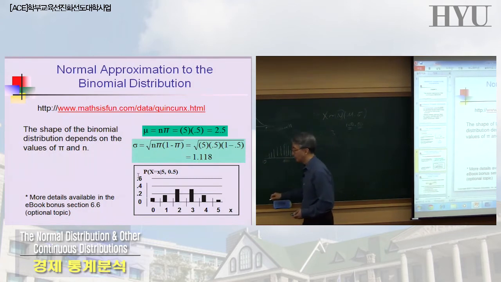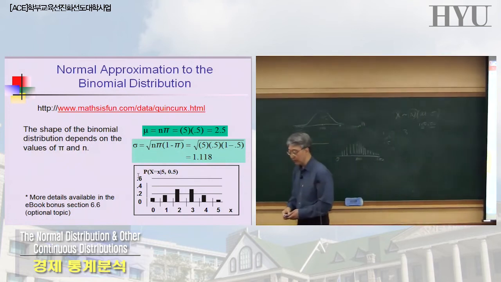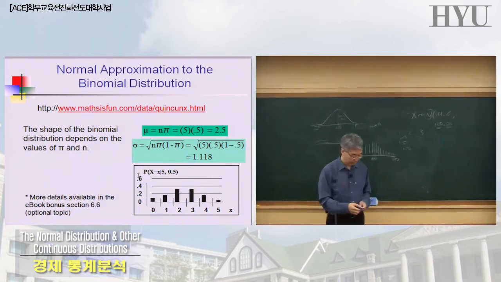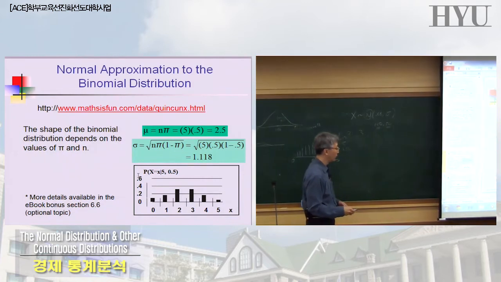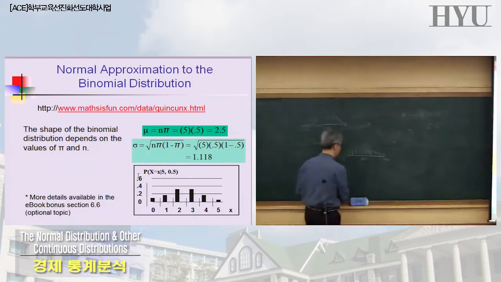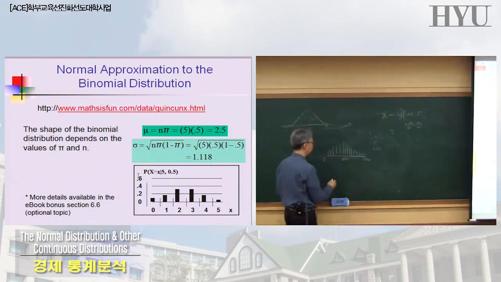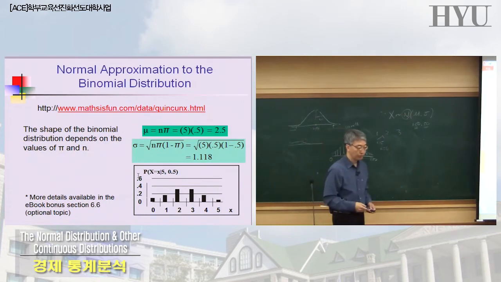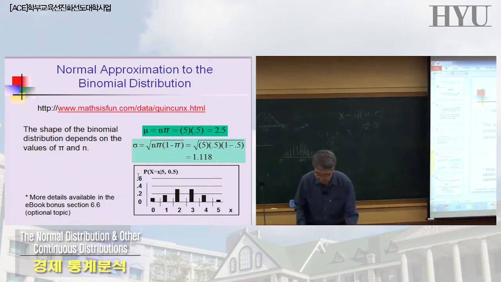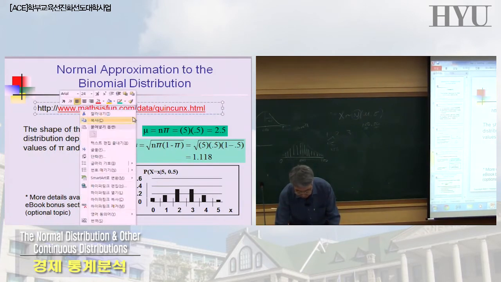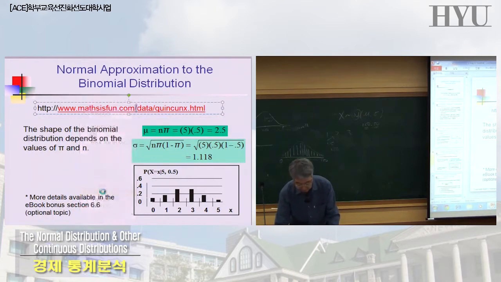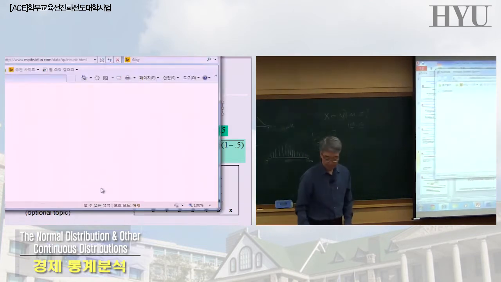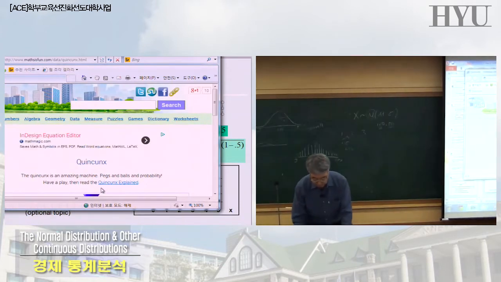Okay? So binomial probability can be approximated by the normal distribution. If you have more trials, something like this, it's going to be pretty close to a normal distribution. Okay? And here's one interesting thing to show you. Let me show you this first. It's a strange name. It's called the quincunx.